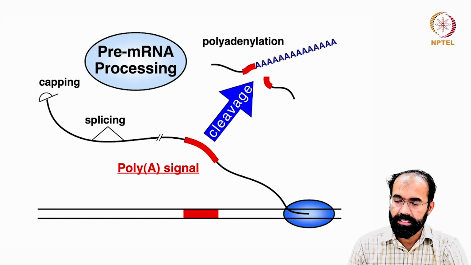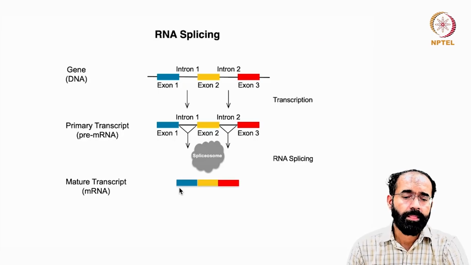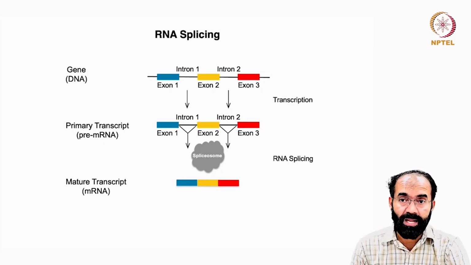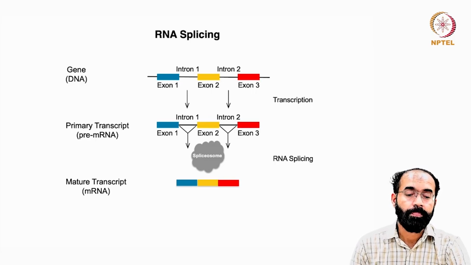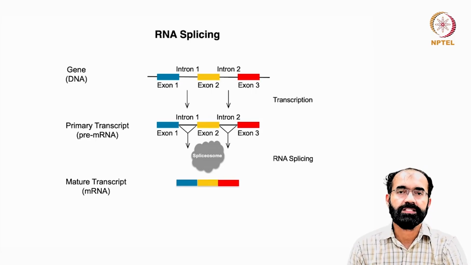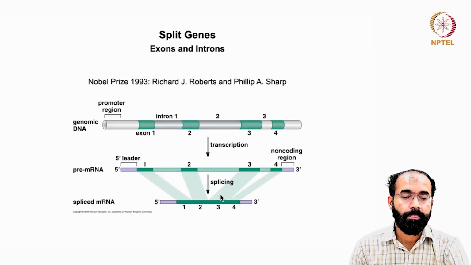This happens from the DNA. Now when it comes to RNA splicing, we know it comes from the DNA, and it has exon 1, exon 2, exon 3, and also 2 introns, and the spliceosomal machinery works on the primary transcript or the pre-mRNA and causes the production of the mature transcript. This is the fundamental principle, and we also know that the discovery of introns fetched the Nobel Prize for Richard Roberts and Philip Sharp, and that's why we call them split genes.